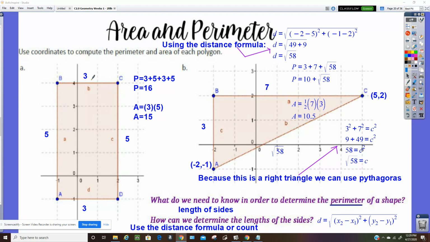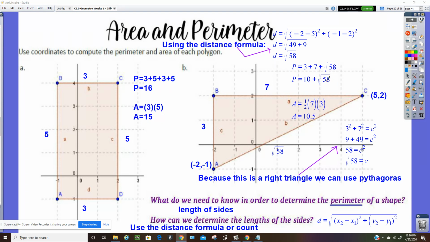So this one is much easier, this rectangle, because I can just count. So this length is 3, this length is 5. Since it's a rectangle, opposite sides are equal, 3 and 3, and these opposite sides are equal, 5 and 5. So the perimeter, just adding it up, 3 plus 5 and 3 plus 5, is 16. And then the area of a rectangle is base times height, 3 times 5, or length times width, is 15. Over here, the perimeter, 3 plus 7 plus the square root of 58, is 10 plus the square root of 58.